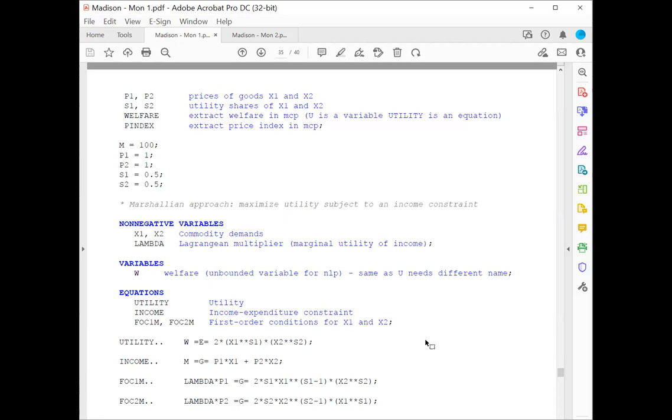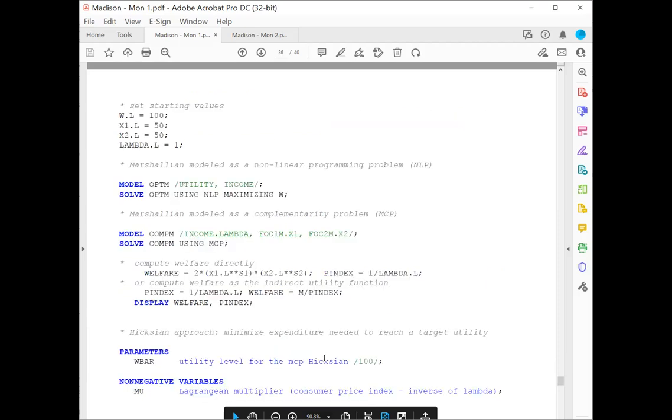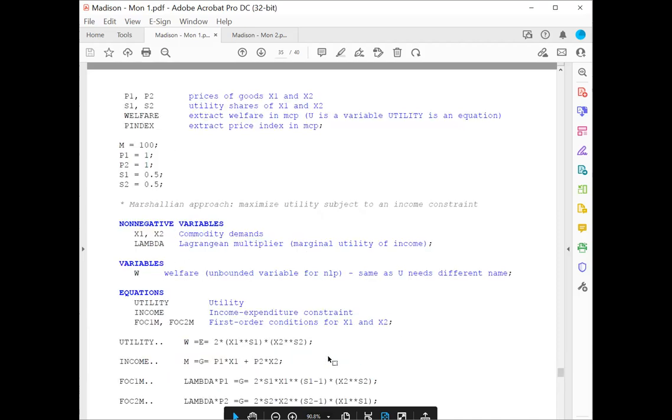The first example is the Marshallian problem, where the NLP is maximizing W subject to the money budget constraint, M equals P1x1 plus P2x2 right here. Or you can solve it as a complementarity problem with the two first order conditions in the budget constraint. You can do it either way. And again, someone might say, well, why would you ever want to do it the second way? The first way seems so much easier.